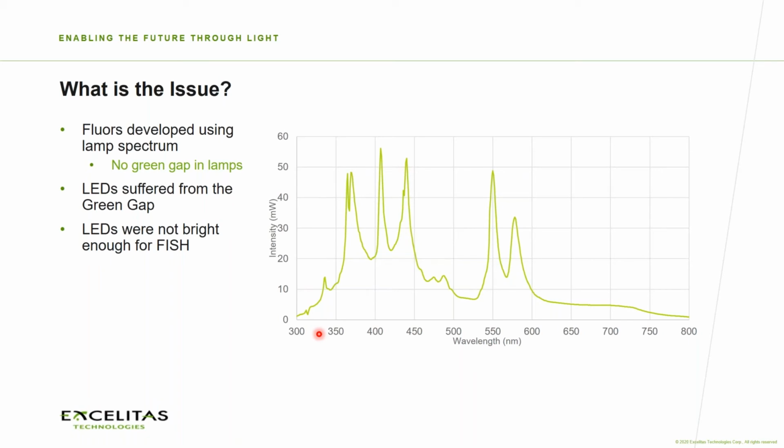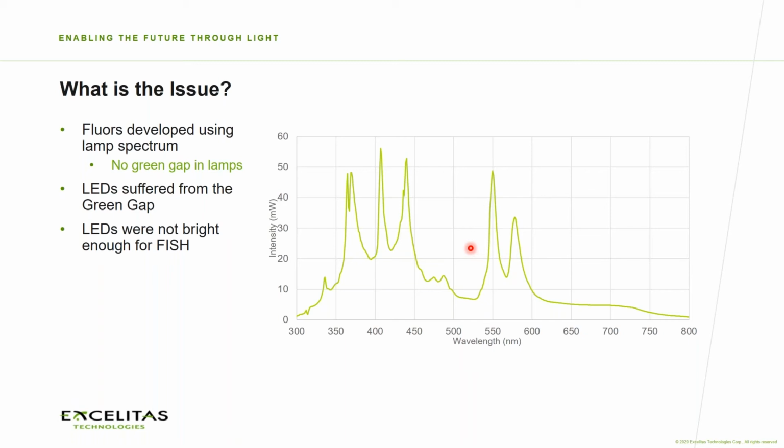And a lot of the fluorophores that are used in the labs were developed around the peaks here that the mercury lamp has. The problem with LEDs initially, between the 500 and 600, was a green gap. And the green gap meant that you could not use LEDs within this green region in order to excite your fluorophores, which emit in the red region. So this was a challenge initially. And also LEDs weren't bright enough for low light level applications, such as fluorescent in situ hybridization.